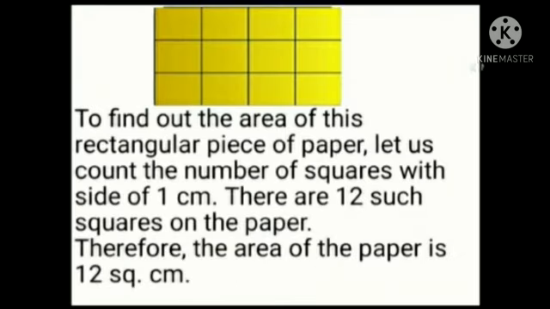To find out the area of this rectangular piece of paper, let us count the number of squares with a side of 1 centimeter. There are 12 such squares on the paper. Therefore, the area of the paper is 12 square centimeter.